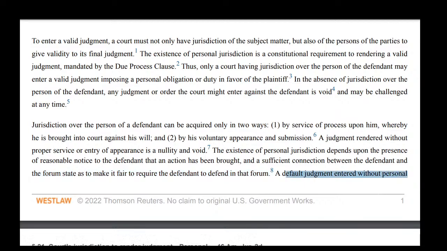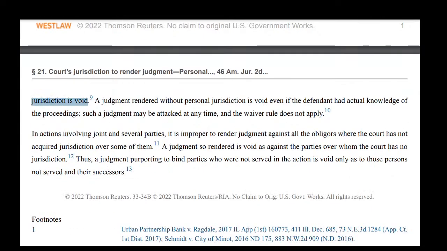A default judgment entered without personal jurisdiction is void. A judgment rendered without personal jurisdiction is void, even if the defendant had actual knowledge of the proceedings. Such a judgment may be attacked at any time, and the waiver rule does not apply. In actions involving joint and several parties, it is improper to render judgment against all of the obligors where the court has not acquired jurisdiction over some of them. A judgment so rendered is void against the parties over whom the court has no jurisdiction.